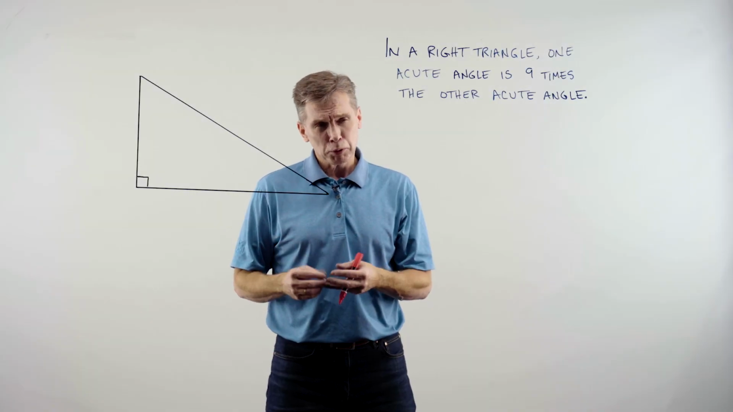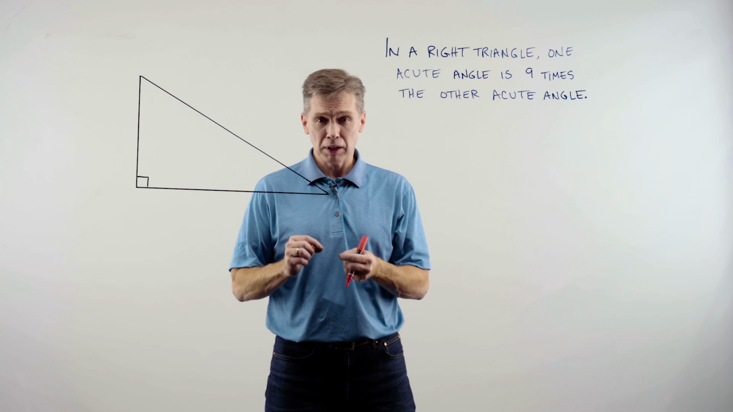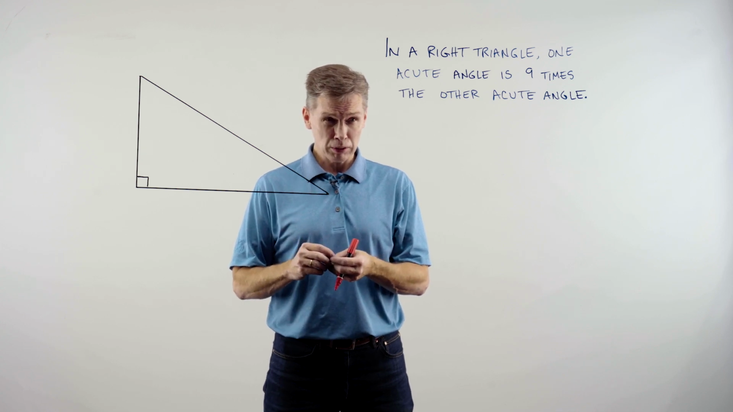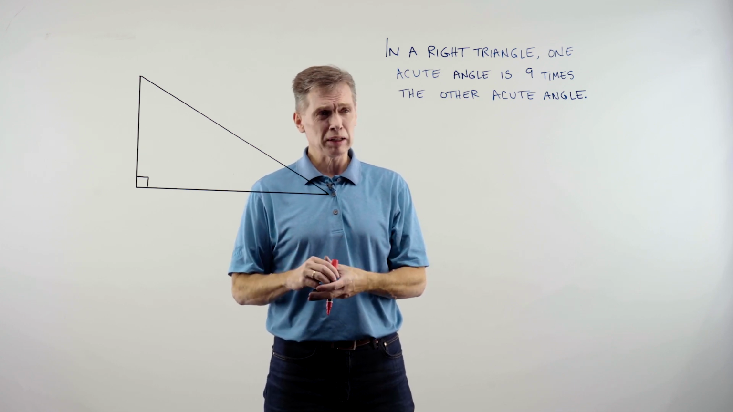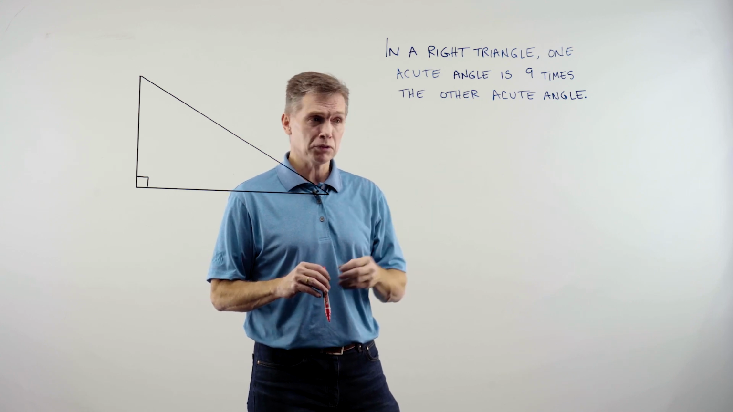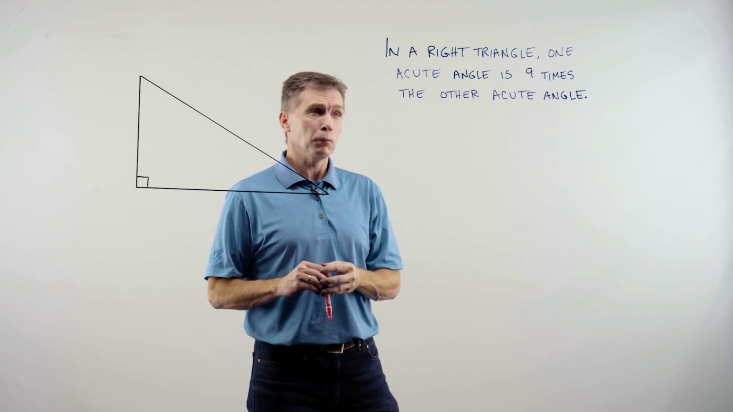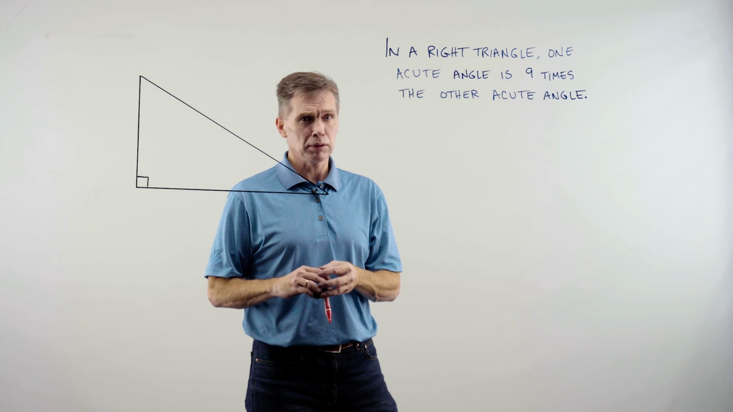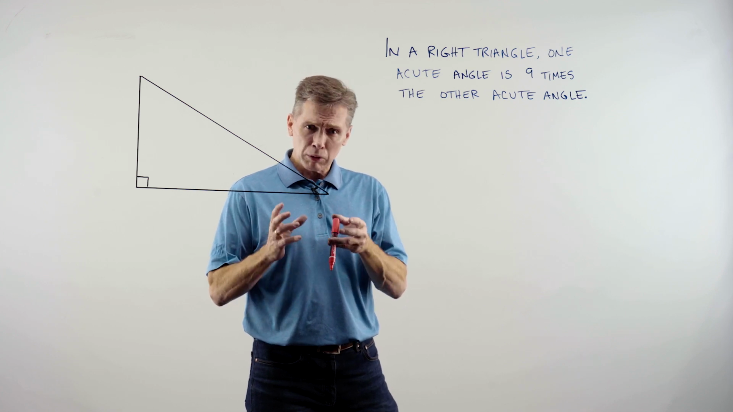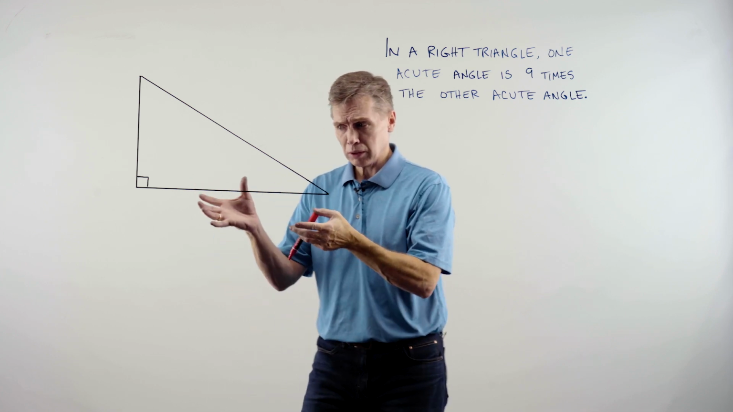Hi, I'm Pat. In this group of problems, what they're asking us is to find the unknown angles of the triangle described. For this one that we'll work on together, the description is that it's a right triangle, and one acute angle is 9 times the other acute angle. The way that I would approach this is to give myself a quick little sketch.